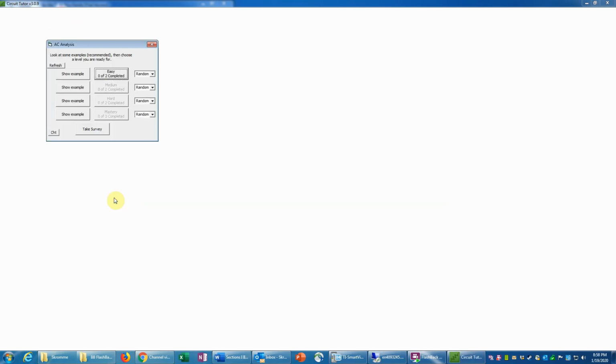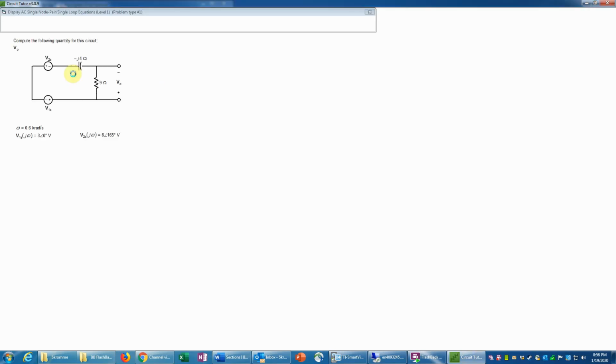So we'll enter the AC analysis, and I'm going to select a particular problem type within level 1 here. Now, as always, we do have examples available at different levels of difficulty, and it's always a good idea to look at that. So let's just look briefly at an easy example of this type.